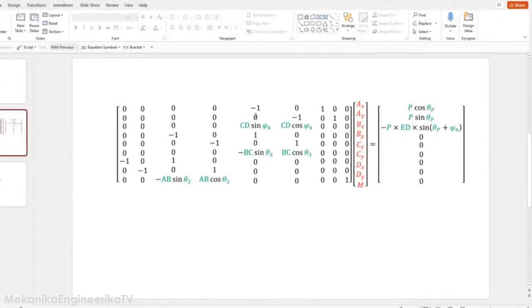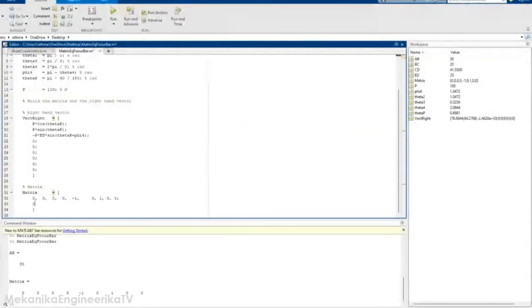Let me give the second row. It will be everything 0 except for column number 6 and number 8. So I will have 0, 0, 0, 0, and 0, and minus 1, and 0, and 1 and 0.